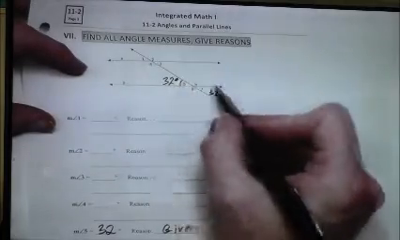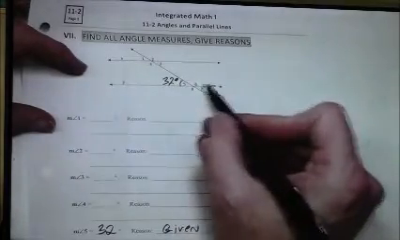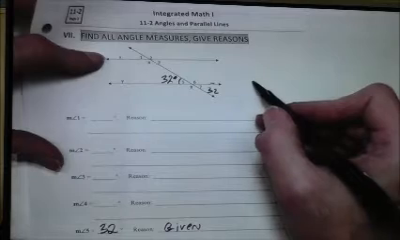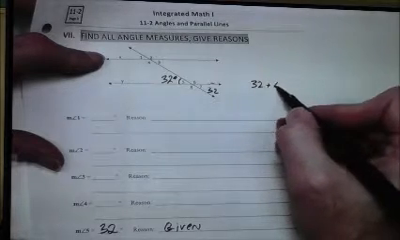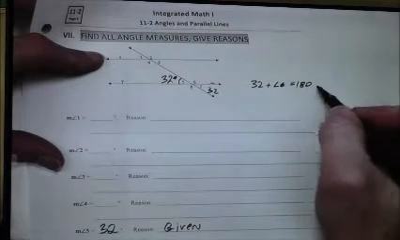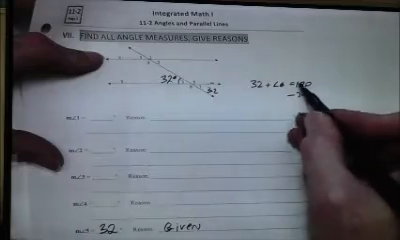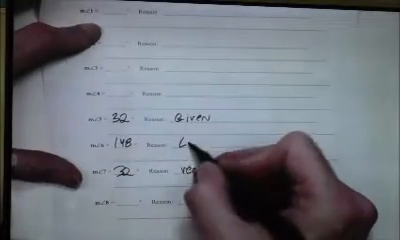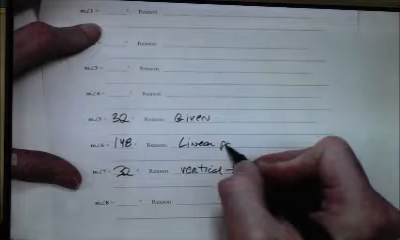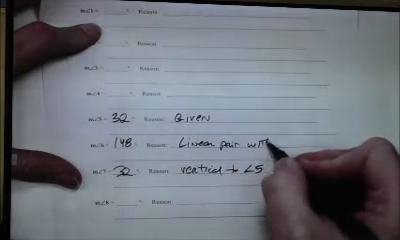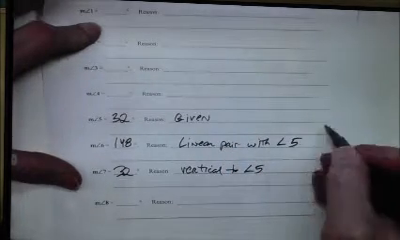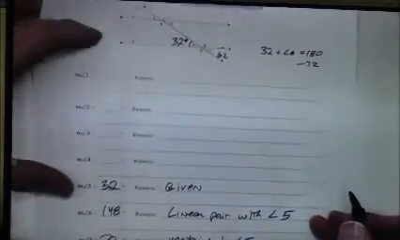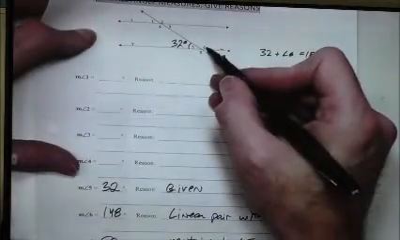5 and 6 make up a linear pair. So because 5 and 6 make up a linear pair, 32 plus angle 6 equals 180. I just have to subtract 32 from 180. So that's going to be what, 148? Yeah, I believe it's 148. So that means angle 6 is 148. Linear pair with angle 5. So that's a linear pair with angle 5.